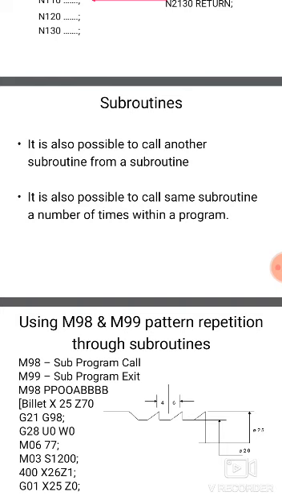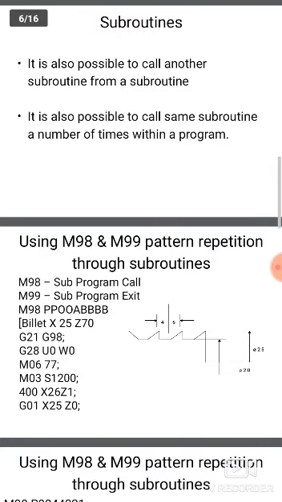Subroutines will contain only positional moves like feed rate, tool change, spindle speed, rotation, and other codes. These are all routine, that is, continuous pattern actions. For example, a routine may be used to save a file or display the time. Okay, that is subroutines. Now we'll see using M98 and M99 pattern repetition through subroutines.